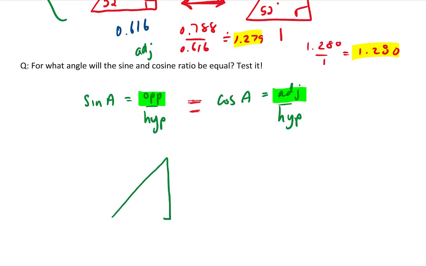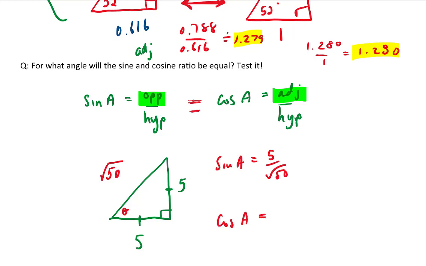So if you have a right triangle in which this side is equal to this side. Let's say this is 5 and this is 5, and you're focused on this angle down here. The hypotenuse would be the square root of 50, if you use the Pythagorean theorem. So the sine of angle A is opposite, which is 5, divided by the square root of 50. And the cosine of angle A, which is the adjacent side, is 5 divided by the square root of 50. Remembering that this is the hypotenuse, this is the opposite of that angle, and this is the adjacent side.